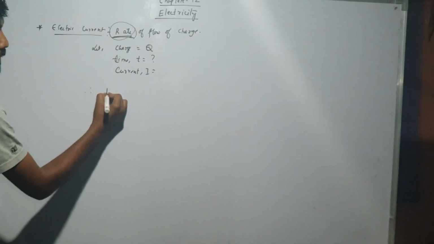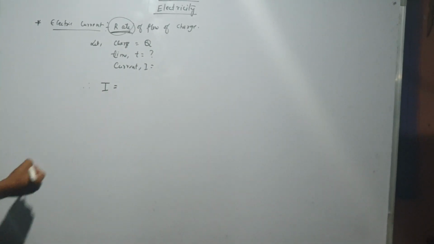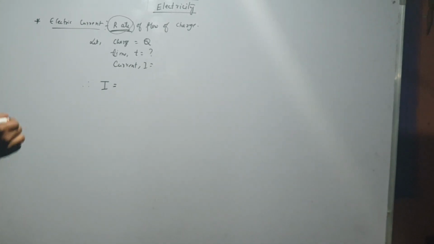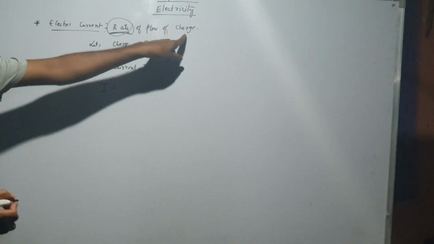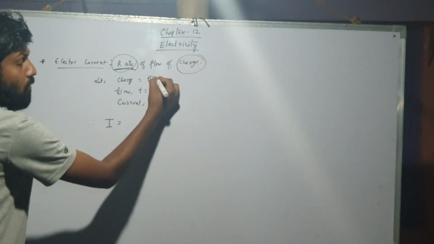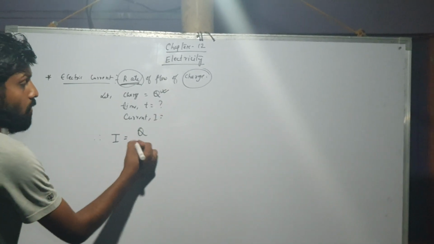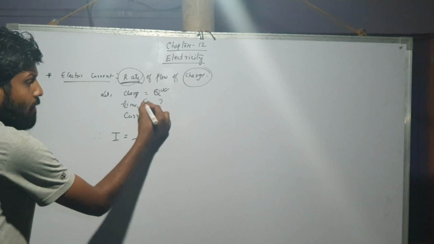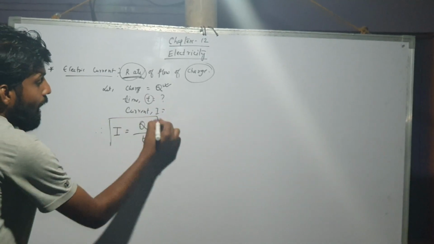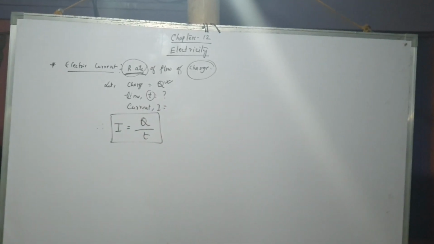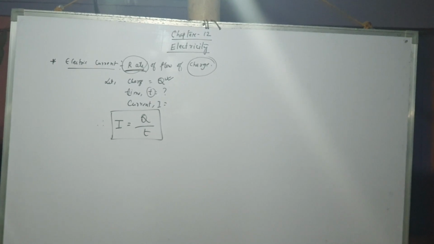Therefore if I define current, what is the formula? The definition: rate of flow of charge. The symbol of charge is Q, and the symbol of time is T. So I is equal to Q by T. This is the formula for current.